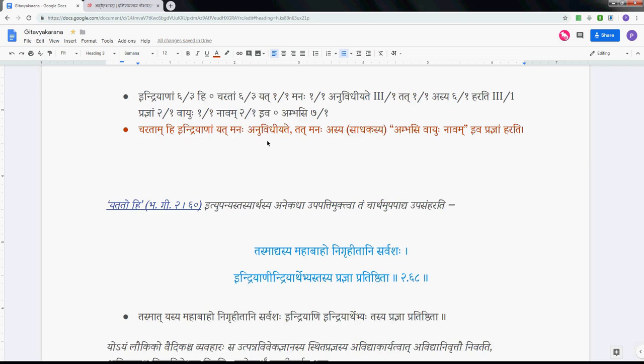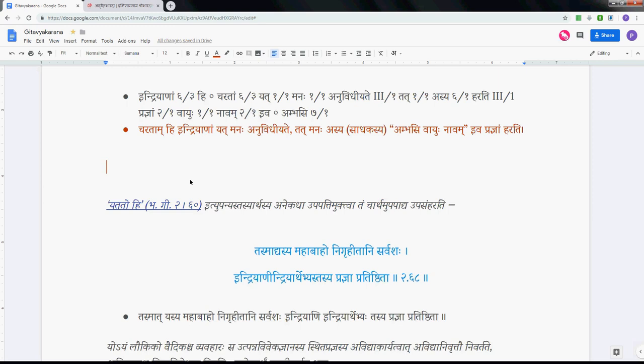So indriyanam hi charatam yat manah anuvidhiyate. The mind which is engaged in these, when it is engaged, what will happen? That kind of a mind, asya sadhakasya prajnam harati. The mind will take away. If the mind does not follow the antaranga sadhana, then it will become bahiranga, and thereby charatam hi indriyanam yat manah anuvidhiyate, one who is trying to go inwards is unable to, and then prajnam harati.